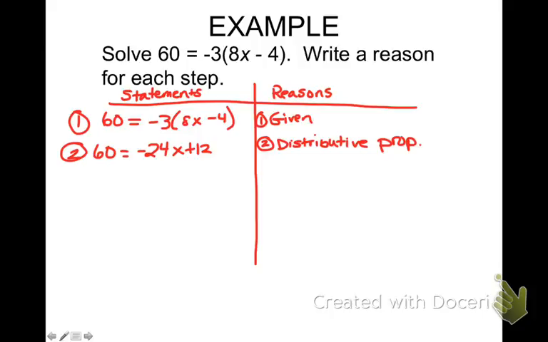Okay. What will be your next move? Subtract 12. Now, if you want to do less writing, you can mentally subtract 12 from both sides and get 60 minus 12 is 48, you can jump to that. Sometimes what I like to do is put a tiny little minus 12 there to help me think about what it is that I'm doing. If you want to do that, you're fine. So then we get 48 is equal to negative 24x. What property just happened? Subtraction. Yep. Subtraction property.